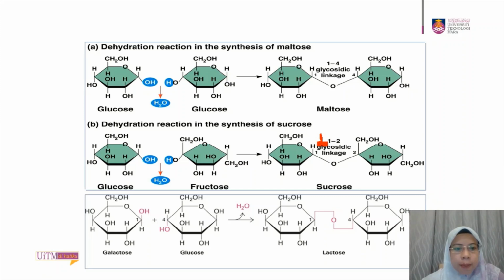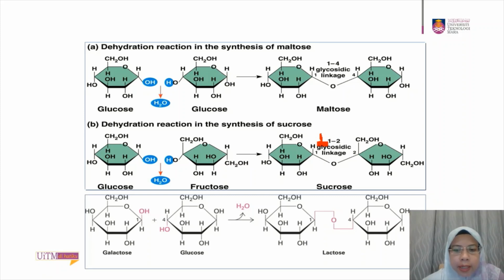Next, B is the dehydration reaction in the synthesis of sucrose. This formation of sucrose is between two types of monomer, glucose and fructose. They remove one molecule of water, the hydroxyl at carbon number 1 and the hydrogen at carbon number 2. So the linkage is known as a 1,2-glycosidic linkage.